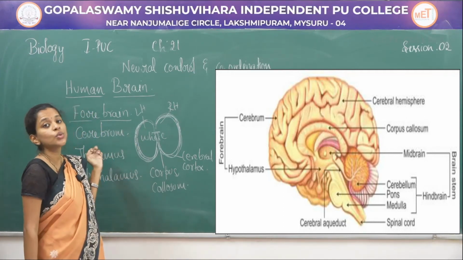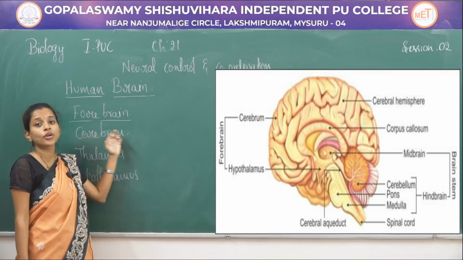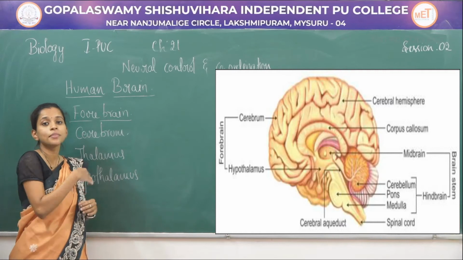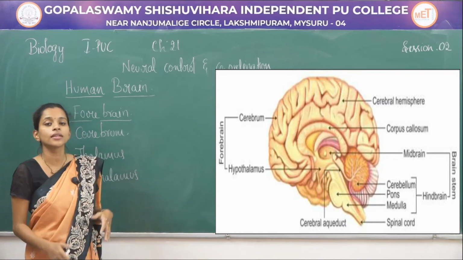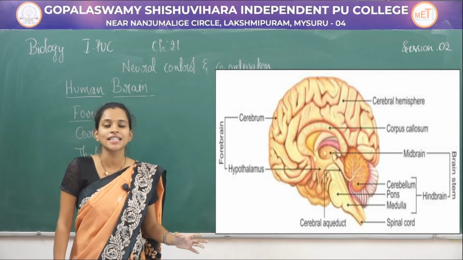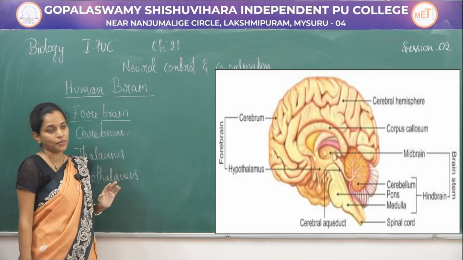Next, moving on to the thalamus region. The thalamus is the region which is protected by the cerebrum. The cerebrum wraps around the thalamus, and the thalamus helps in controlling the motor as well as sensory signaling, and is protected with the help of the cerebrum.